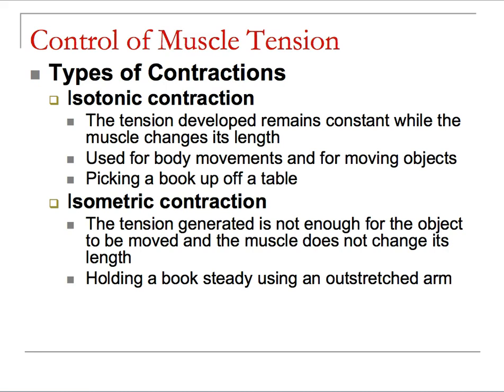You either have an isotonic contraction, where the tension developed remains constant while the muscle changes in its length. Okay, so this is like picking up your textbook to open it and read it. And then you have isometric contractions, which is holding the book steady on an outstretched arm. And inside class, you remember, that's what we actually did.